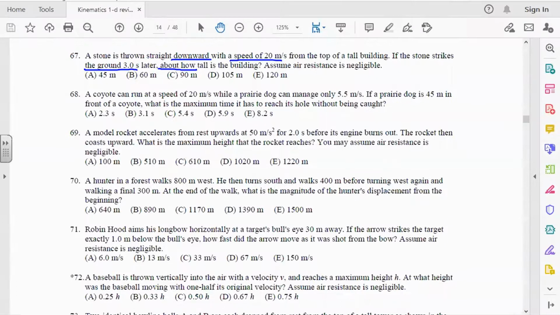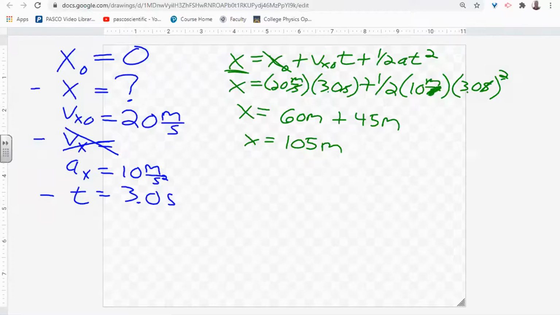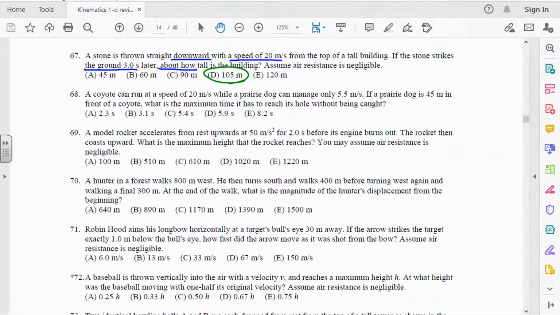So we come over here and we see, yep, that's one of our answer choices. So it's answer choice D. The key to that question is remembering that as soon as it leaves the person's hand, it's in free fall, which tells me that that value is going to be my acceleration. If you use 9.8, you would just get something a little bit less than 45, but you can see your answer choices, nothing else is close to 105.